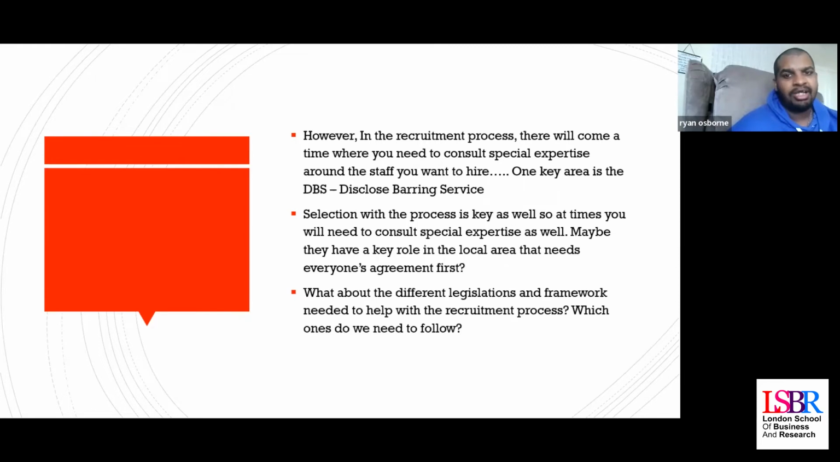Now, we're going to look at the legislations and frameworks needed to help with the recruitment process. Which ones do we need to follow? There are really big legislations and frameworks that you need to look at when you are hiring people. So in the chat box, or you can unmute yourself, what legislations and frameworks do you think are needed to help with the recruitment process? What do you think, guys?